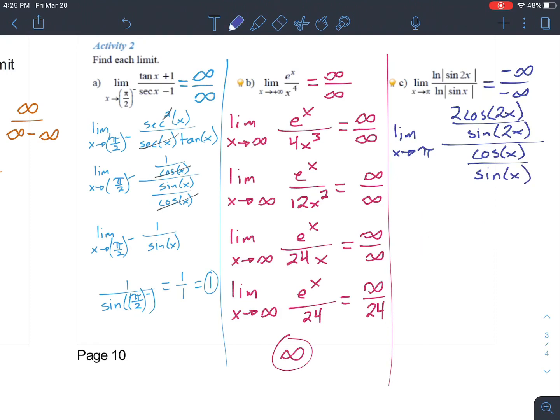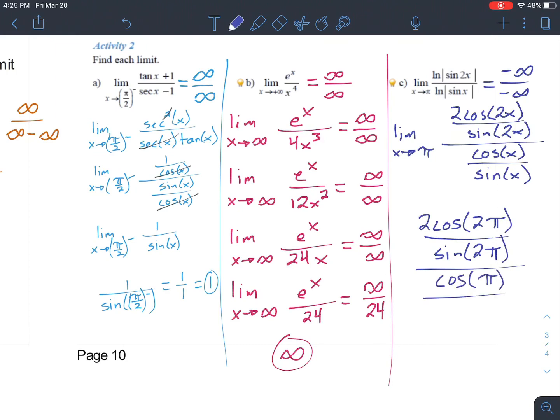We have a lot that is going on here now, and I am not going to try to put pi in, even if you, well, you know, I should demonstrate it. If you put in pi, what you're going to get is 2 cosine of 2 pi over sine of 2 pi, and then all of that over cosine of pi over sine of pi.